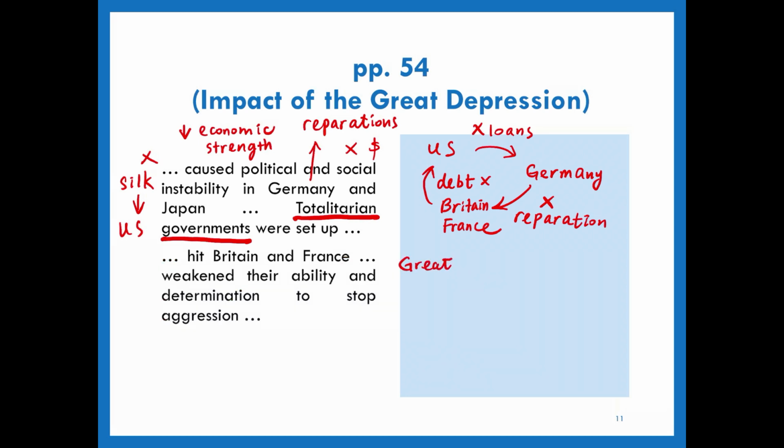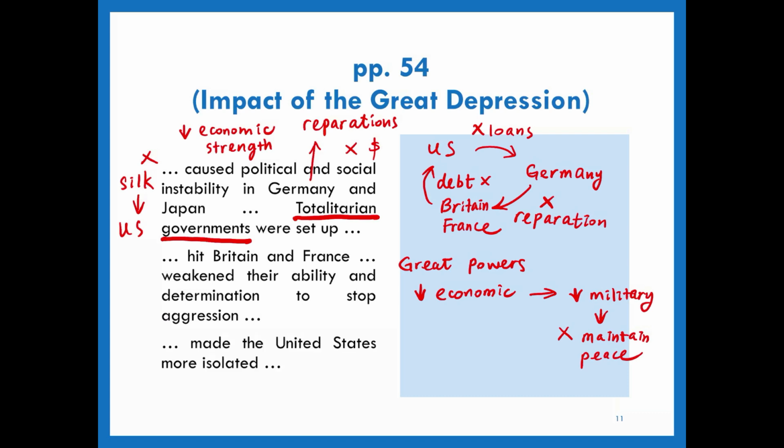Another 2 groups of countries would be Britain and France. At first, they were the great powers. They dominated the world. But as they do not have money, this affects their military strength. So they cannot maintain peace. Germany tried to challenge their leading position.